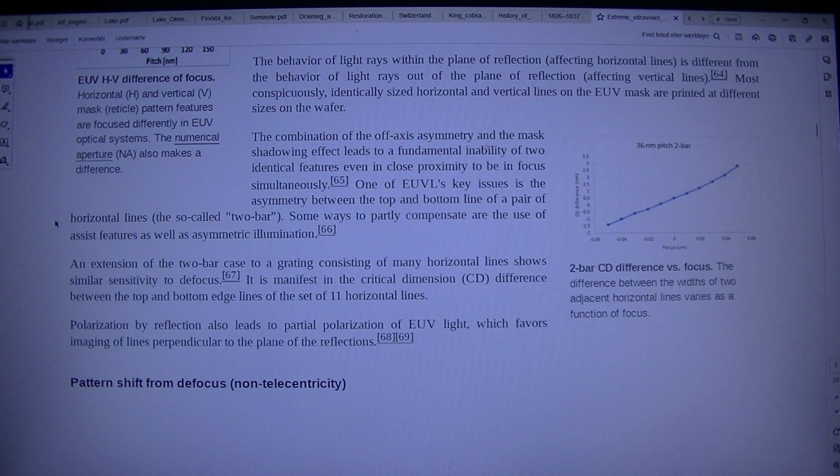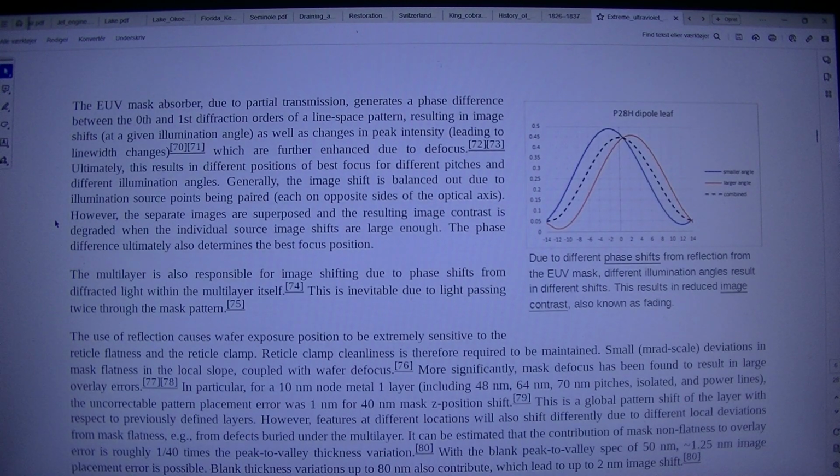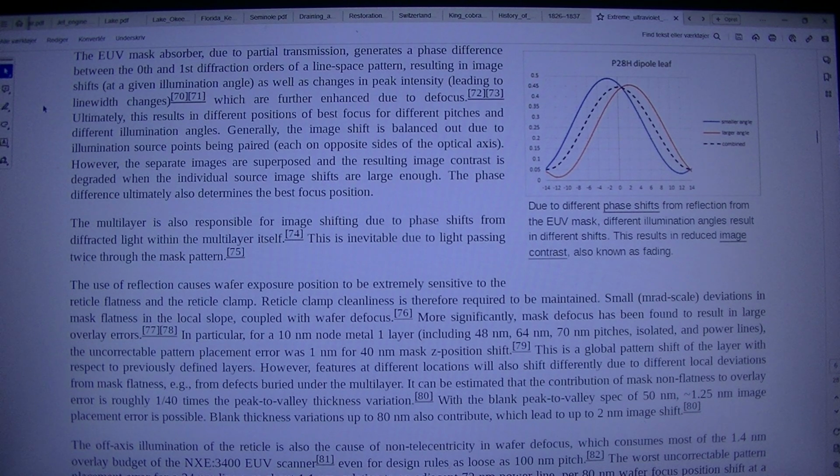Pattern shift from defocus, non-telecentricity. Due to different phase shifts from reflection from the EUV mask, different illumination angles result in different shifts. This results in reduced image contrast, also known as fading. The EUV mask absorber, due to partial transmission, generates a phase difference between the 0th and first diffraction orders of a line-space pattern, resulting in image shifts at a given illumination angle, as well as changes in peak intensity, leading to linewidth changes.